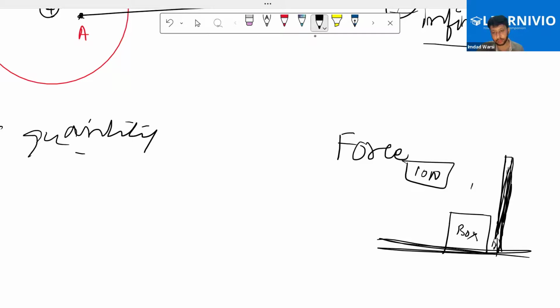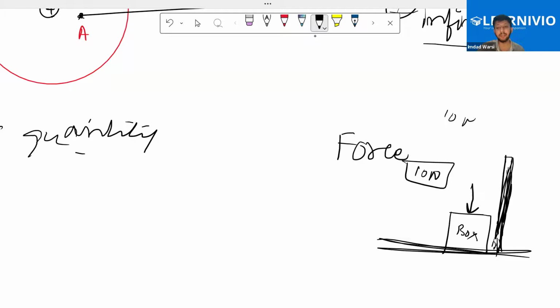If you push the box like this, what will happen to the box? Will the box move? No. But you are applying 10 Newton of force. I told you that you need 10 Newton of force to move the box. You are applying 10 Newton of force, but the box is not moving. Why? Because you are applying force in a wrong direction. Which means you need to apply force, but in a right direction.